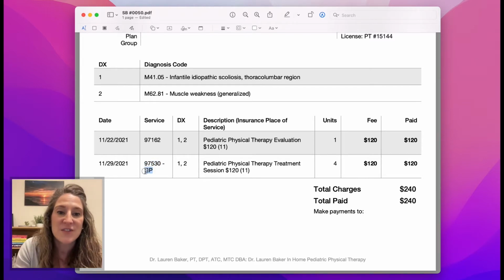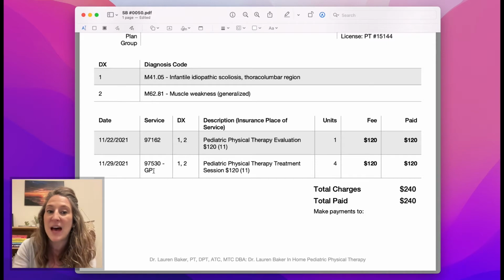The GP stands for a physical therapist. Occupational therapists and speech pathologists will have different codes right there. It just tells the insurance company that a physical therapist provided this 97530 code. I'll show you next in a superbill where multiple codes were provided within that same 60 minutes.